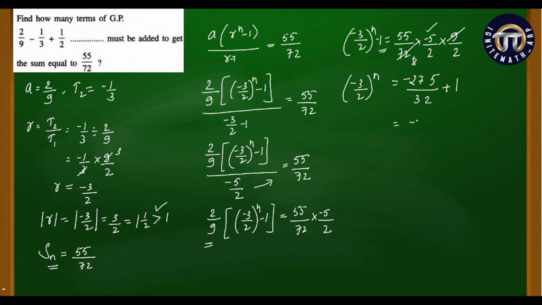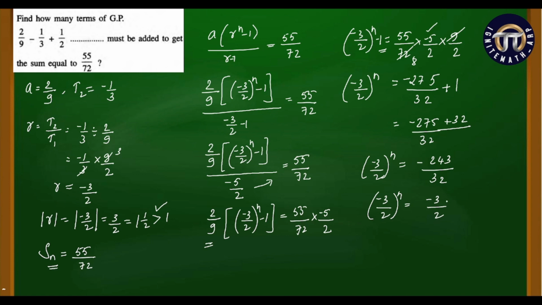So now if you observe carefully, minus 275 by 32 plus 32 I can write. Clear, children? So now I can write this one as minus of 243 by 32. Here minus 3 by 2 to the power of n. So minus 3 by 2 to the power of n is equal to minus 3 by 2 to the power of 5, because 2 to the power of 5 is equal to 32 and 3 to the power of 5 is equal to 243.